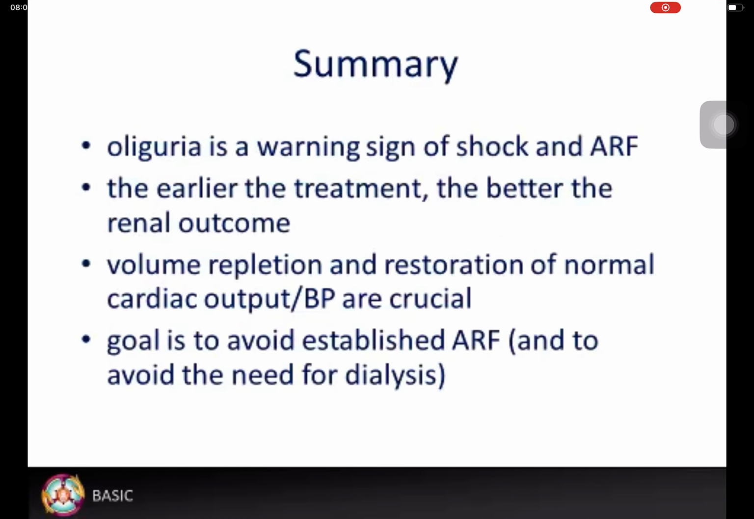In summary, oliguria is a warning sign of shock and acute renal failure. The earlier the treatment, the better the renal outcome. Volume repletion and restoration of normal cardiac output and blood pressure are crucial. And the goal is to avoid established acute renal failure and to avoid the need for dialysis.